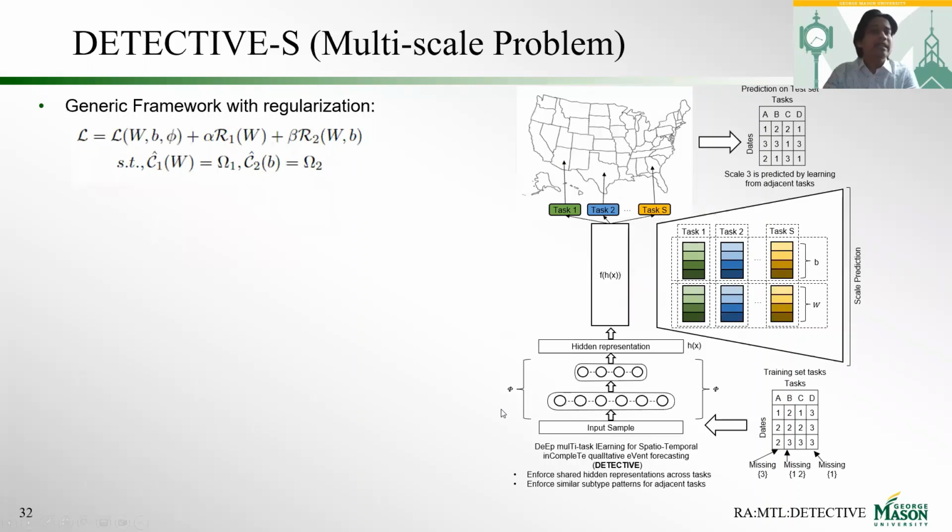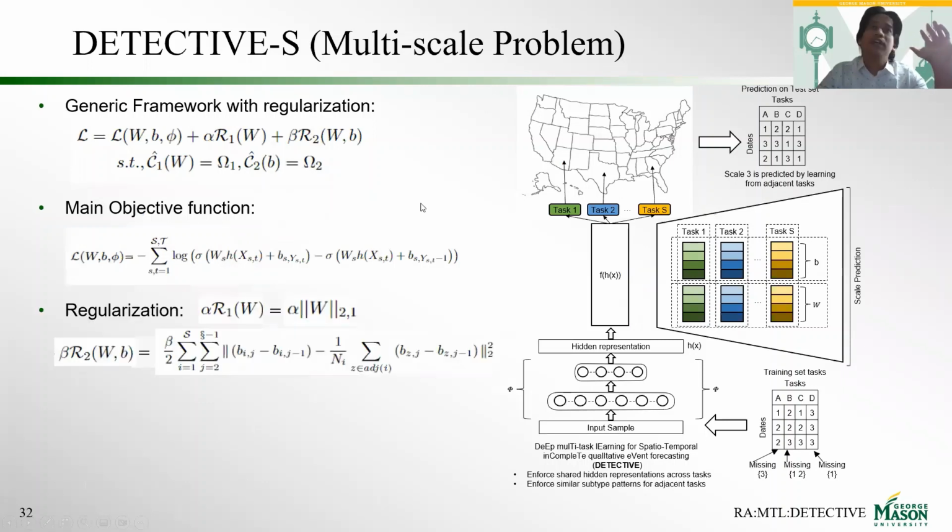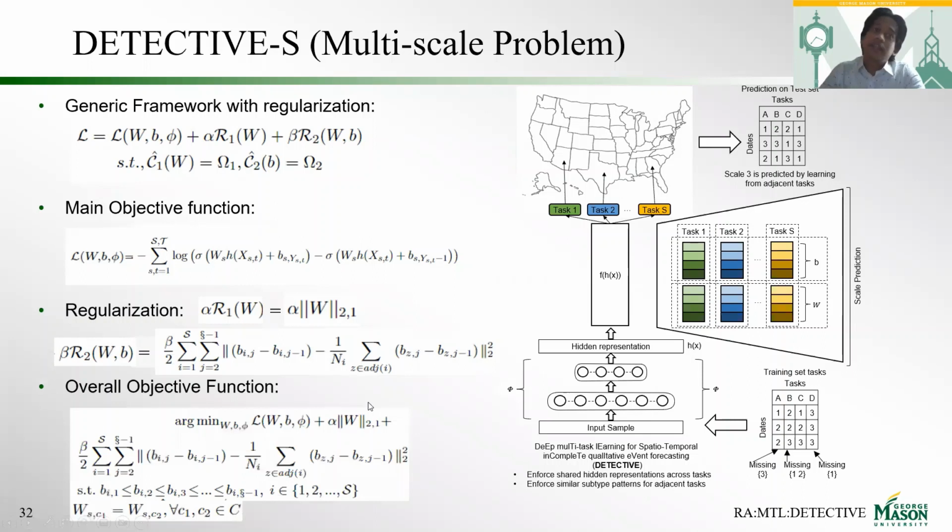Then comes the other one, DetectiveS, which you can implement for the multi-scale problem. We start the same way with the generic framework. Then the main objective function changes based on this function. We know that they share the same weight for all the different subtypes, so we have the regularization term for weight, and the biases are different for different subtypes. That's why we implement this other regularization term here. Based on that, the overall objective function looks like this, where we maintain two constraints.